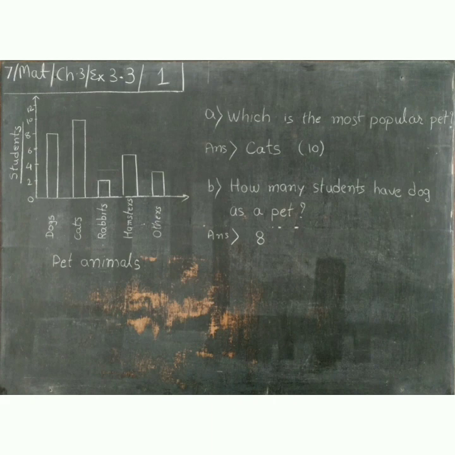Okay. Now second question. How many students have a dog as a pet? Now see, where is the dog written? How many students have a dog as a pet? It means 8 students have a dog as a pet animal. Is it clear, everyone?